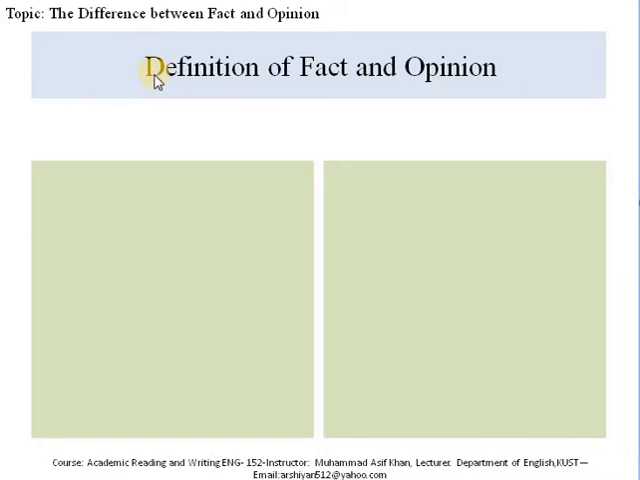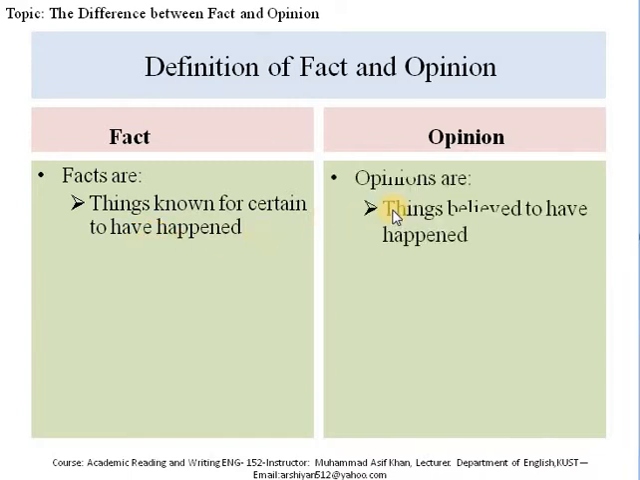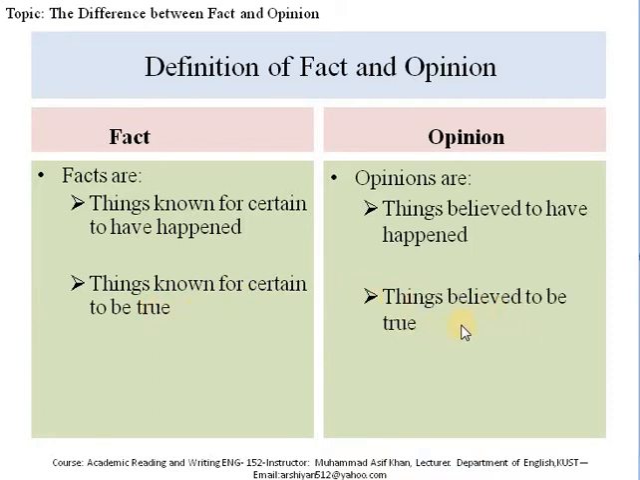Now I will give you the definition of these two terms. The first term is fact and the second term is opinion. Facts are the things known for certain to have happened. On the other hand, opinions are things believed to have happened. Facts are things known for certain to be true. We are convinced that these things are true. On the other side, opinions are things that we believe are true.